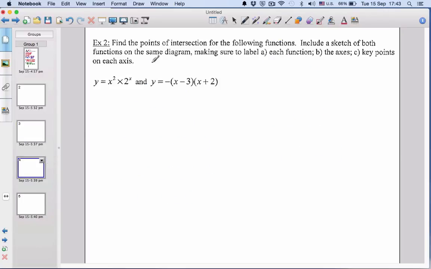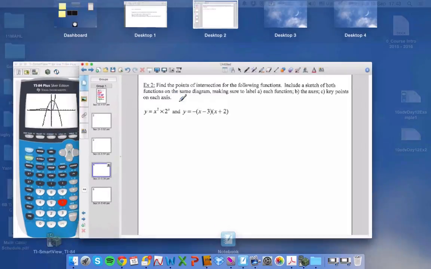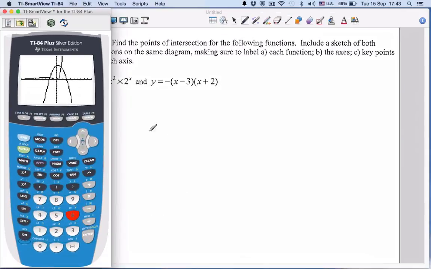Example 2. Find the point of intersection for the following functions, include a sketch, and then making sure to label functions, axes, and key points. Okay, I'm not going to sketch this, I'm just going to take it from the graphing calculator, but you should. Here is a sketch. So I went to y equals and graphed the first function, second function. This over here, the negative and the minus are different. This first one is this one here, and then the one inside the bracket is this one here. Okay, and then I graphed it.